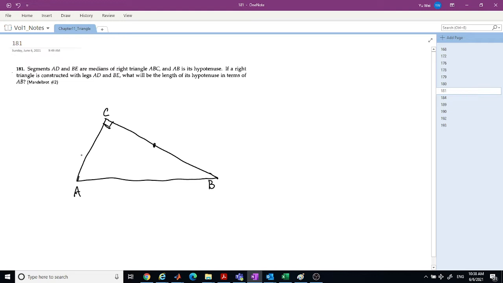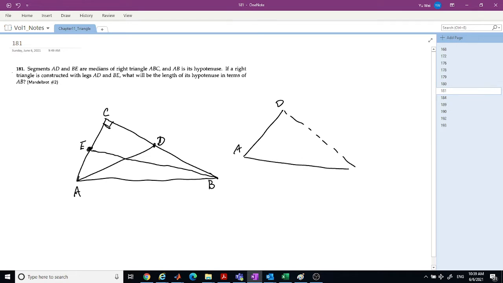So AD and BE meet at the center, is the midpoint. So AD and BE are the medians. So what is the hypotenuse? If we use AD as a length, and if we use BE as a length, to construct the new triangle, this length is BE. So what is the hypotenuse of this triangle?